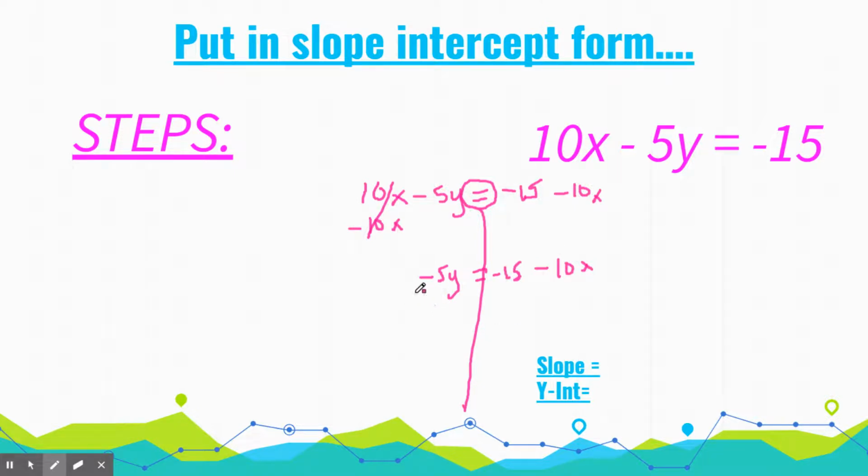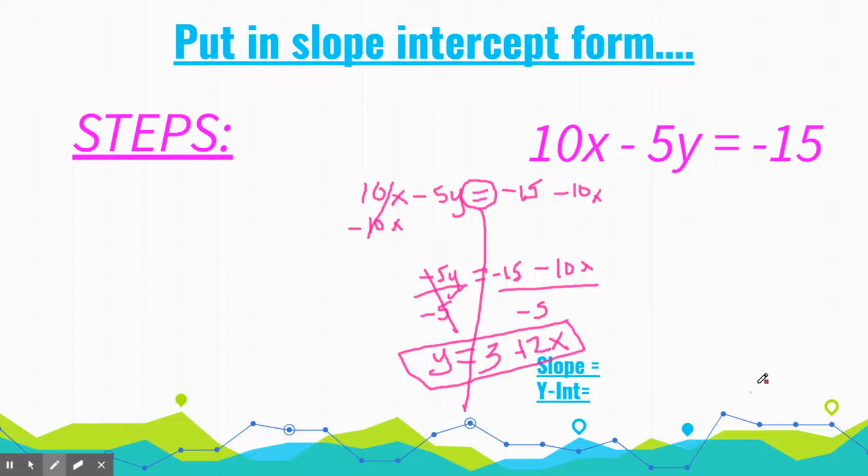Now I have to divide by the number attached to the y, which is -5. Anything I do to one side, I have to do the other. Now I'm going to simplify. -15 divided by -5: a negative divided by a negative makes a positive, and 15 divided by 5 is 3. Then -10 divided by -5, a negative divided by a negative makes a positive, so that's plus 2x. So my equation is y equals 3 plus 2x. My slope is the number attached to x, so that's 2. My y-intercept is the plus b number, so that's 3.